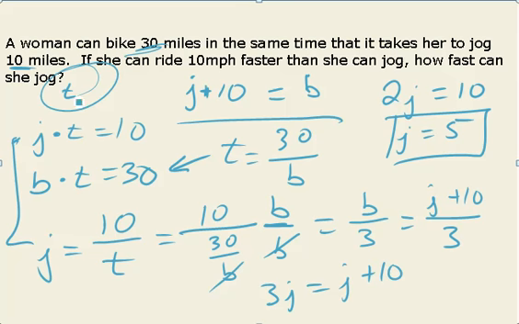So that time would equal 2 hours, well, this problem didn't ask us for that. So J equals 5, that's the rate at which she can jog.